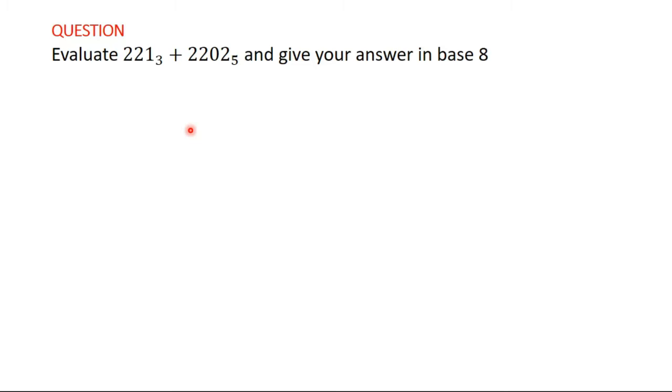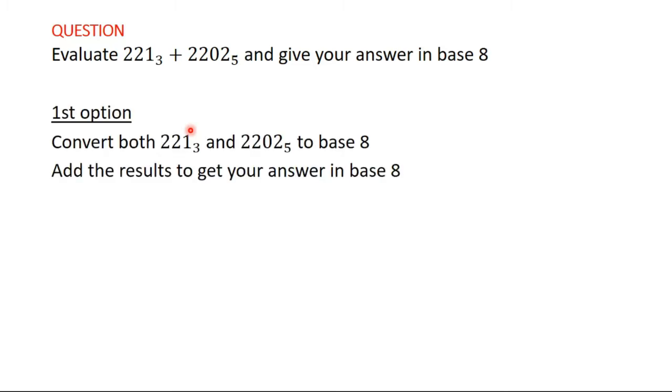So you are going to consider the first option and the second option. What is the first option? The first option is that you can convert 221 base 3 and 2202 base 5, you can convert both of them to base 8. Now, after you've converted this to base 8 and this to base 8, you can now add and get your answer in base 8, right? So that is fairly simple. You convert this to base 8, you convert this to base 8, then you add them. After that, your answer will be in base 8.